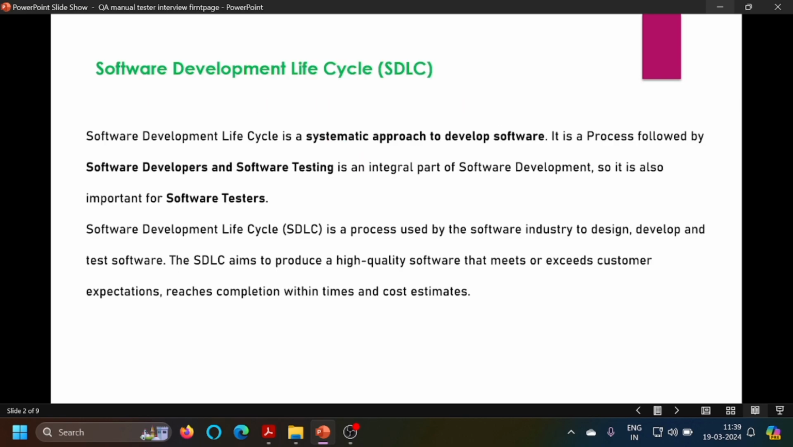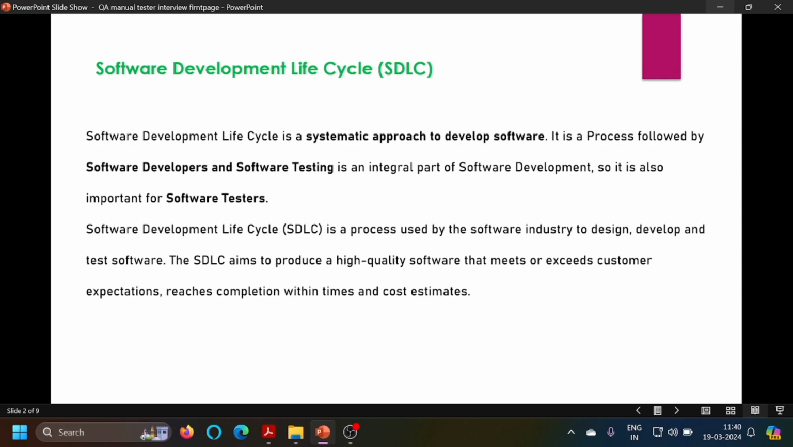Software development life cycle is a systematic approach to develop a software. It is a process followed by the software developers and testers. It is an integral part of software development. It is also important for the software testers. Software development life cycle is a process used by the software industry to design, develop, and test the software.